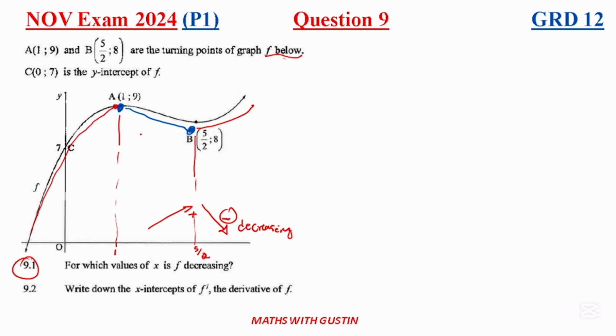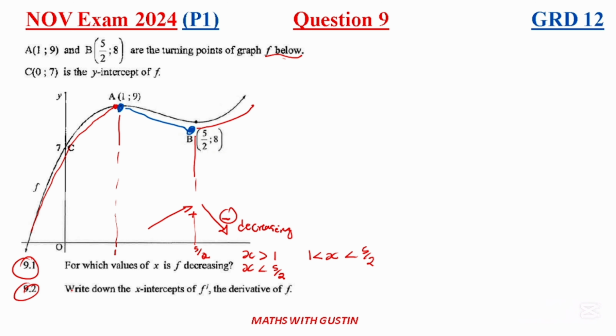So for x greater than 1 and x less than 5/2. You can also write it in terms of x greater than 1 and x less than 5/2. You can do that as well.